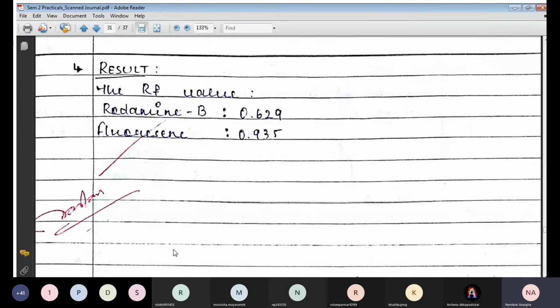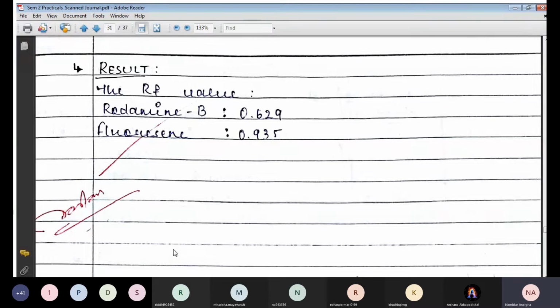Now, can you tell me, by seeing these RF values, for the two molecules over here, rhodamine B and fluorescein, which of the two components has more affinity towards the stationary phase, or more affinity towards the mobile phase? Can we have a judgment by seeing these values? Can anyone tell me? Rhodamine has more affinity towards the stationary phase.